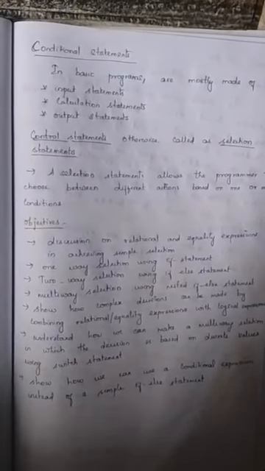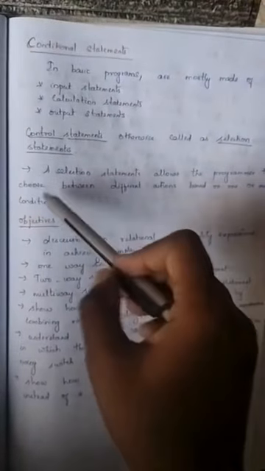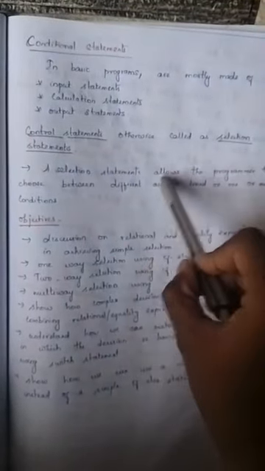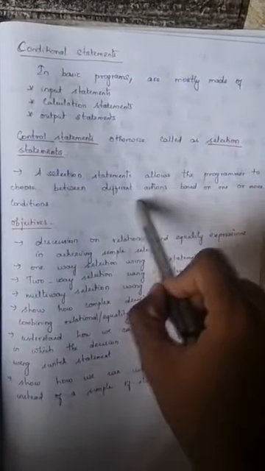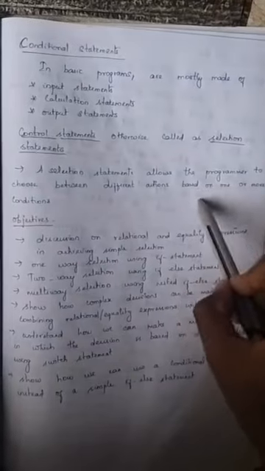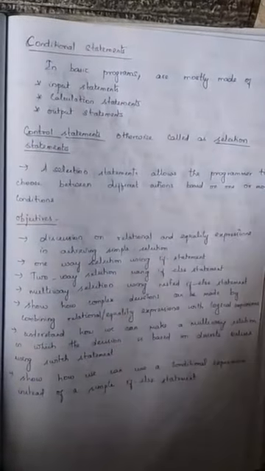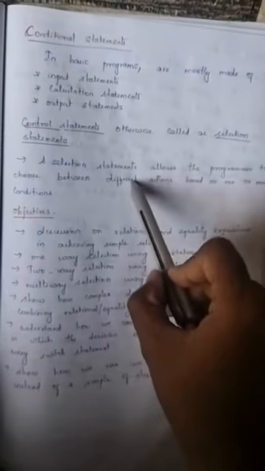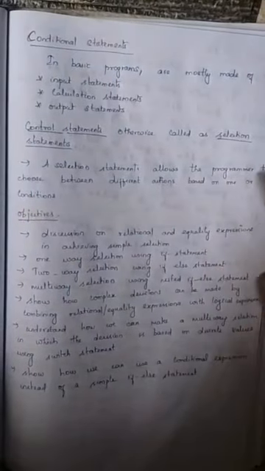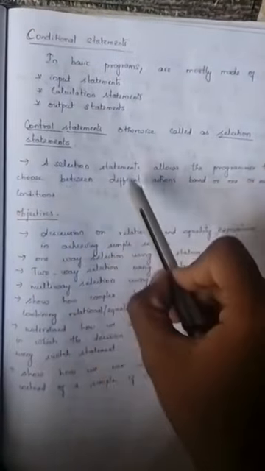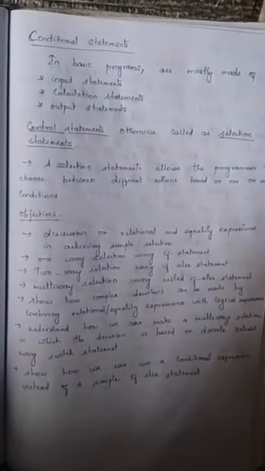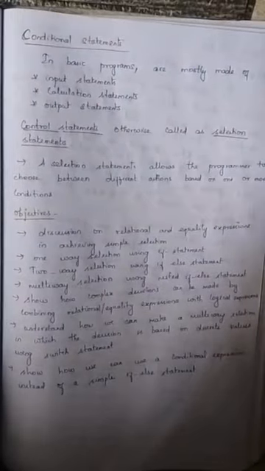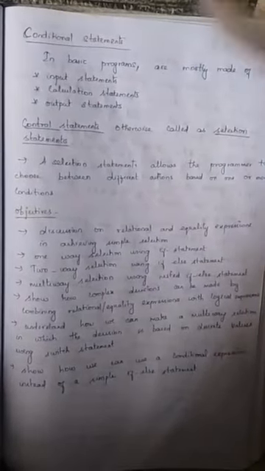What is meant by selection statements? The selection statements allow the programmer to choose between different actions based on one or more conditions. So I repeat, selection statements allow the programmer to choose between different actions based on one or more conditions. We'll see what the basic objectives for these control statements are.